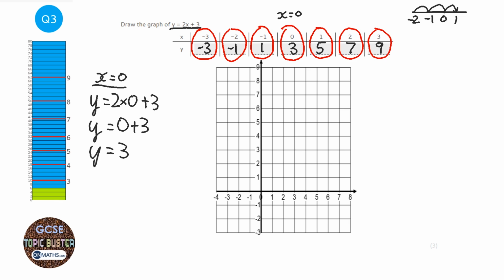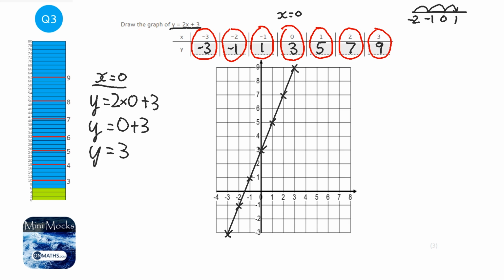The next step is to plot the coordinates on the graph. So my first coordinate is minus 3, minus 3. My next one's minus 2, minus 1. Then we've got minus 1, 1, then we've got 0, 3, then we've got 1, 5, 2, 7, and 3, 9. Now I want to join those up with a straight line, so let's do that now.